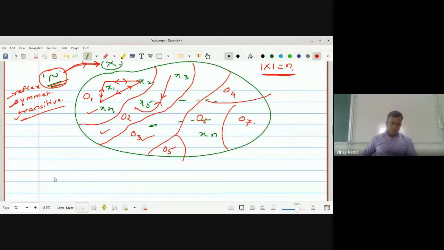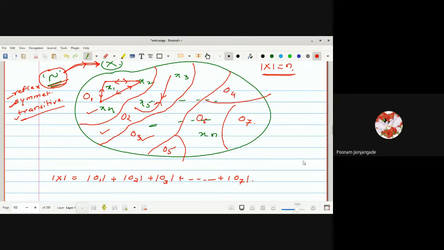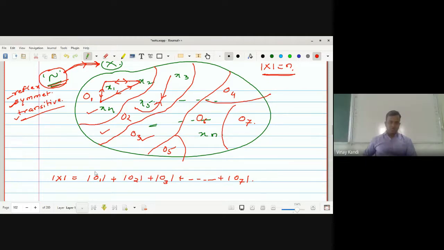Now look here. The order of X is equal to the order of orbit 1 plus the order of orbit 2 plus the order of orbit 3, and so on up to the order of orbit 7. Is it correct? Yes, sir. That means each orbit is disjoint.